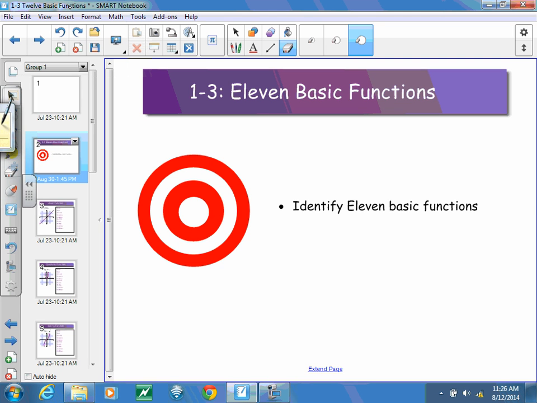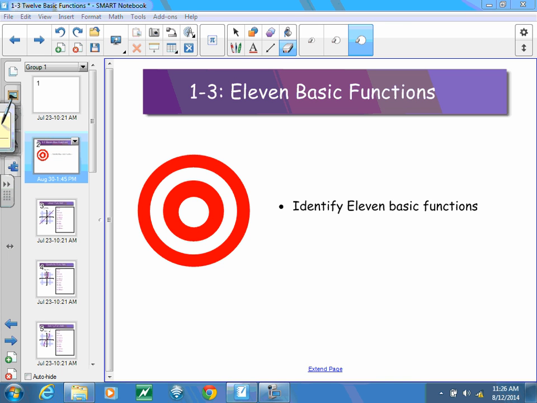All right, in our next section, we're going to be looking at taking the properties that we just talked about in section 1.2 and applying those to 11 basic functions that we're going to be looking at over the next couple months. Now, some of these functions may be familiar to you. About half of them you should recognize, and some of them are going to be brand new to you that we will be working with over the next couple months, like I said, so then you will become very familiar with those.